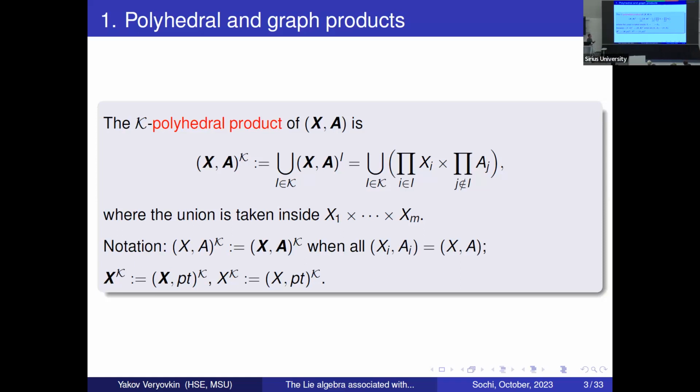The K polyhedral product of (X, A) is the union like this, where the union is taken inside X_1 cross through X_m. We have the next notation. (X, A)^K is (X, A)^K if all X_i is X and all A_i is A. Also, we have the notation (X, *)^K, the polyhedral product of X with a point.